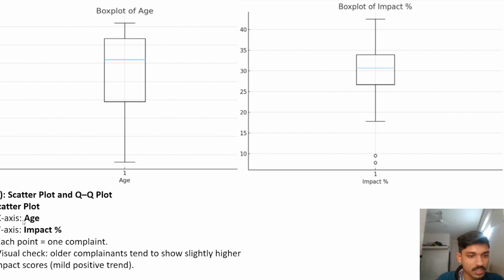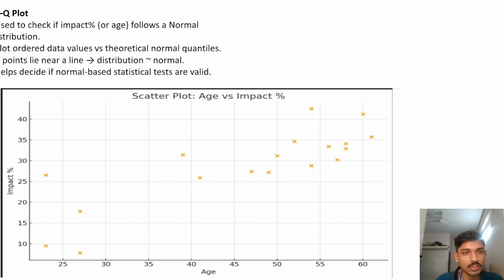In the scatter plot, the x-axis represents age and the y-axis represents impact percent. Each point is one complaint. Whenever we plot a point, it means there is a complaint there. Visual check: older complaints tend to show slightly higher impact scores, a mild positive trend. Now we will check this visually through the graph. So let's move on to the graph.